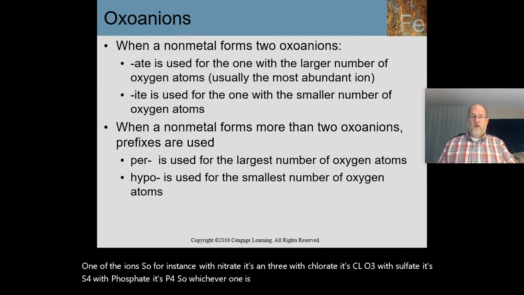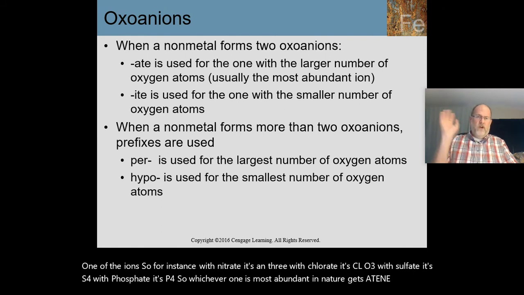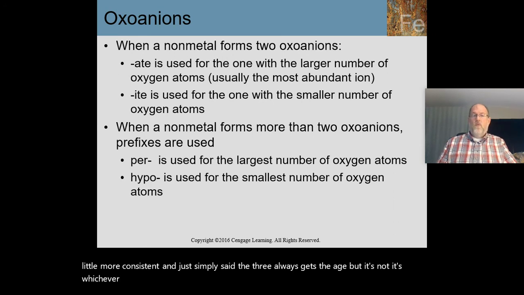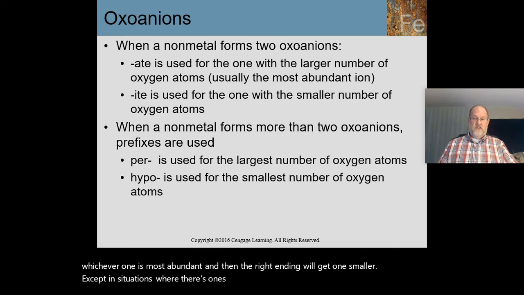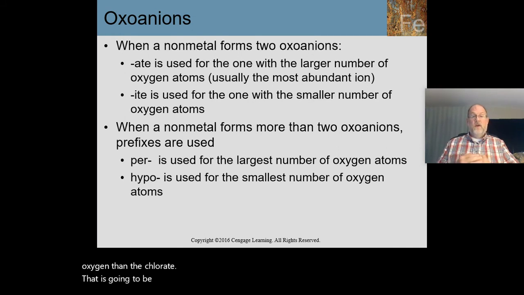So whichever one is most abundant in nature gets the ATE ending, which is a little more accurate than simply saying the 3 always gets the ATE, but it's not. It's whichever one's most abundant. And then the ITE ending will get 1 smaller. Now, except in situations where there's more than just the 2, if it has 1 more oxygen than the chlorate, then it's going to be per. And if it's got 1 less oxygen than the ITE, it's going to be hypo-ITE.